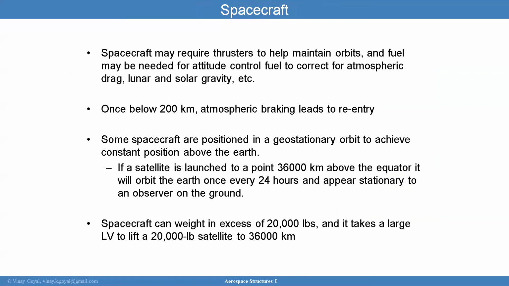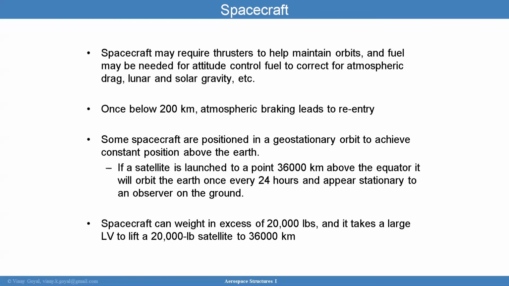Spacecraft may require thrusters to maintain orbit, and fuel may be needed for attitude control to correct for atmospheric drag, lunar, and solar gravity. Once below 200 kilometers, atmospheric braking leads to reentry.